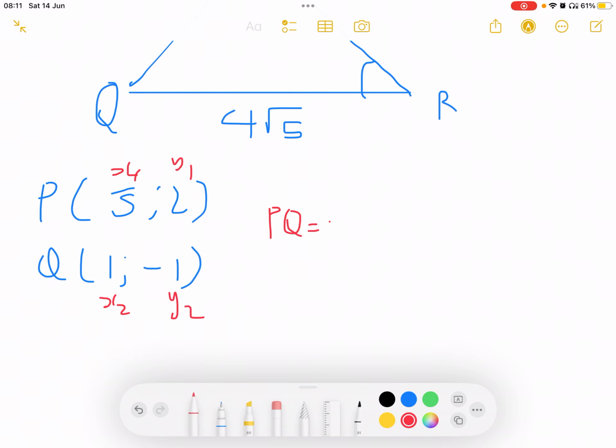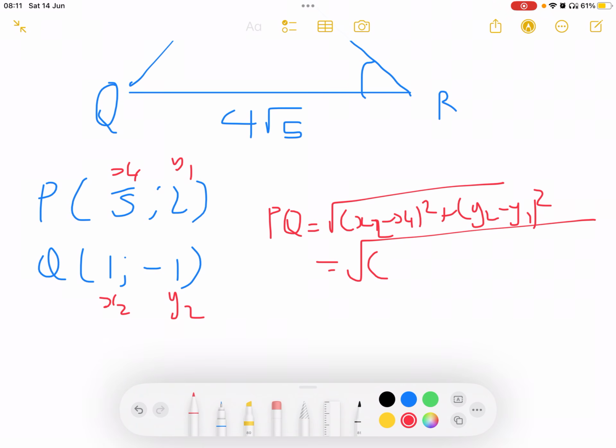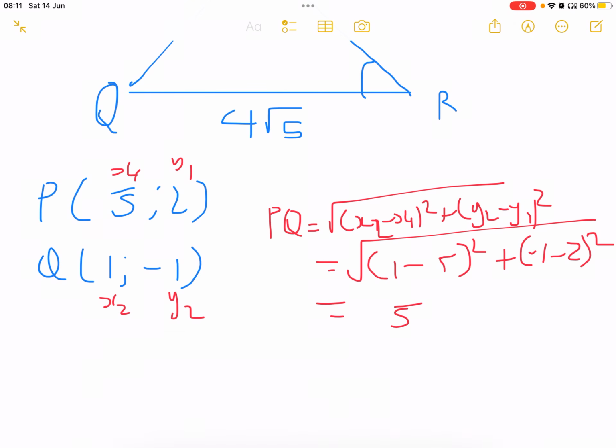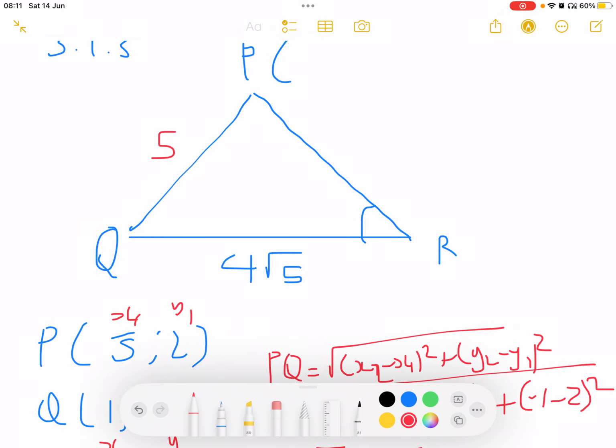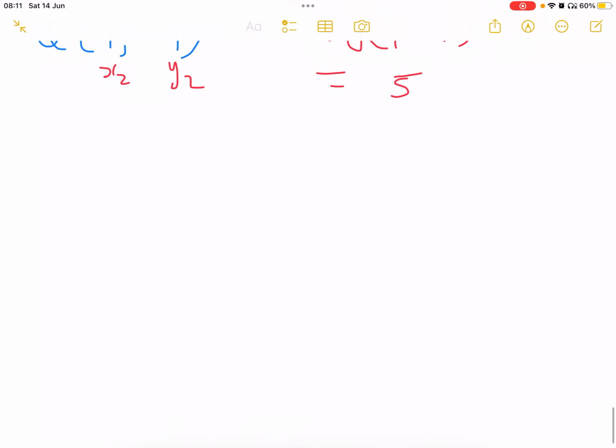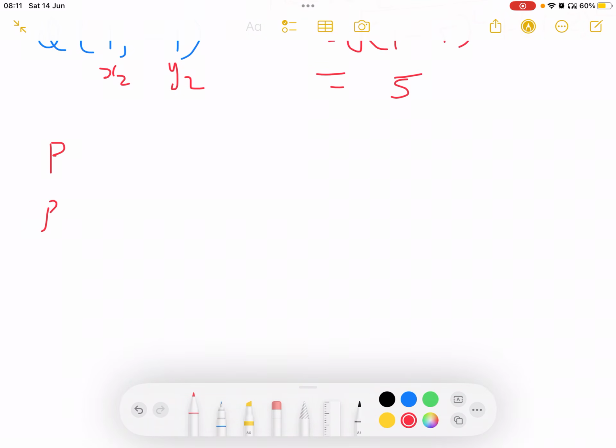Now PQ formula: square root of x2 minus x1 squared plus y2 minus y1 squared, which is going to be equal to the substitution of 1 minus 5 squared plus -1 minus 2 squared, which is equal to 5. Next up, we know now this one is 5. Last one, we calculate the length of PR. Same thing, P and R.